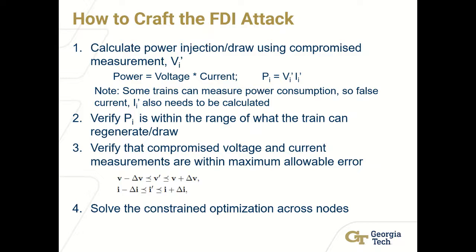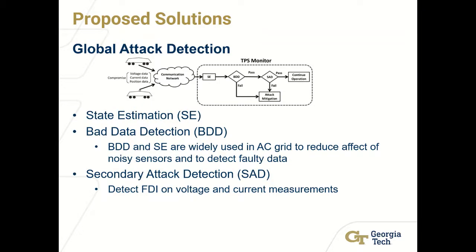Now that you have your system of equations, the next step is to solve this constrained optimization across all nodes to achieve the power and state of the system as intended. The authors propose the global attack detection system, which is comprised of state estimation, bad data detection, and secondary attack detection. Bad data detection and state estimation are widely used in AC grid to reduce the effect of noisy sensors and to detect faulty equipment. Secondary attack detection will detect false data injection on voltage and current measurements.